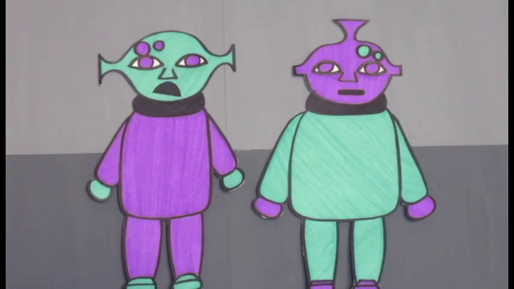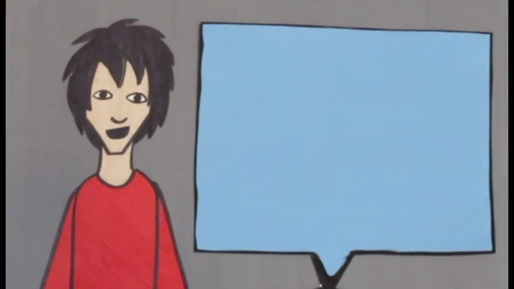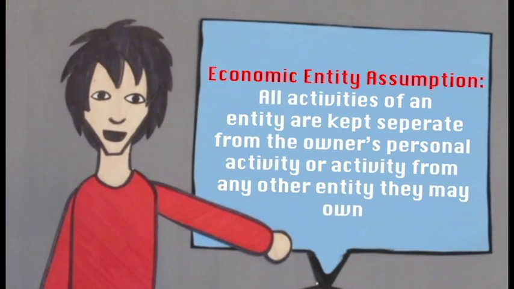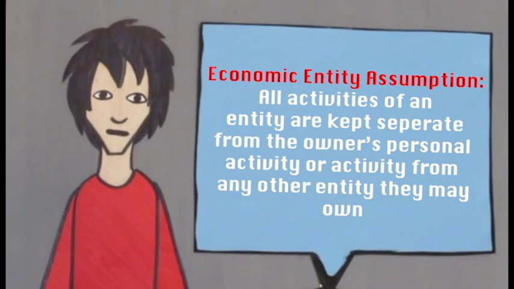Alright, now what's the economic entity assumption? Well, that's my area of expertise. The economic entity assumption is another one of the major GAAPs accountants use on a daily basis. This assumption states that all activities of an entity are kept separately from the owner's activity or any other entity they may own. There shouldn't be any events that do not pertain to the business on the financial statements.